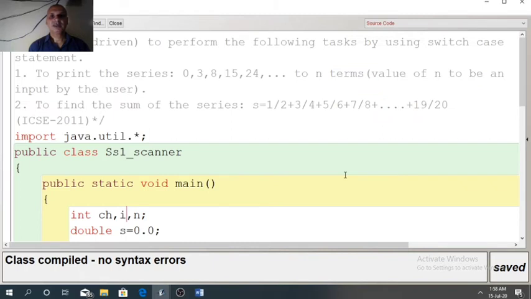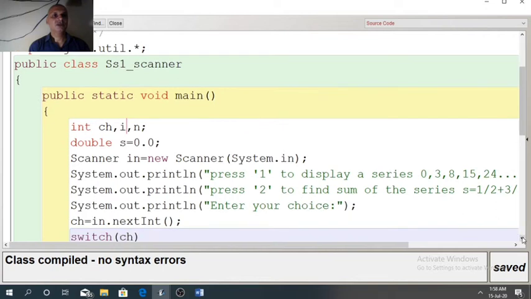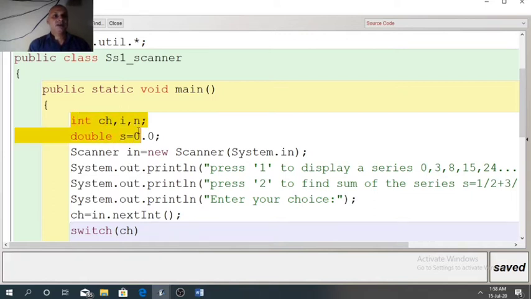Since it is a switch case program, we need to design the program either with scanner class or buffer reader. So I have designed this program with scanner class. Question you have already seen. So coming directly to the logic. Declaration of variables. Ch will store the choice, I is the loop variable. In n we will accept the number of terms of the series.